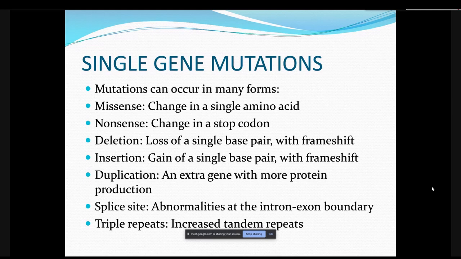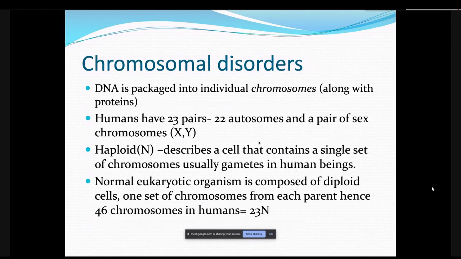Remember that these triple bases code for what is referred to as a stop codon. So if there is a change in this, then the mutation is referred to as nonsense. Then you can have a duplication, whereby there's an extra gene with more protein production. Remember, there is what is referred to as a splice site. On the gene, we say there are exons and introns. So if there's a problem in that splice area, you can have abnormalities, and this is referred to as splice site mutations. You can also have triple repeats, also referred to as increased tandem repeats. All these are different types of single gene mutations. So let's look at some of these. The disorders can occur at the bigger chromosomal areas or as single gene mutations.